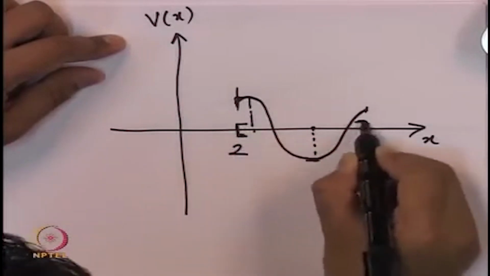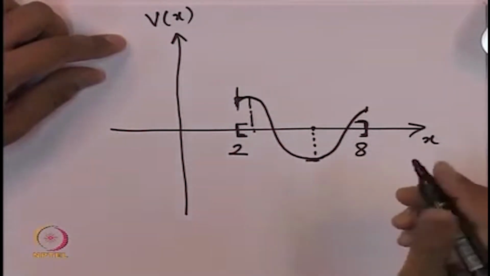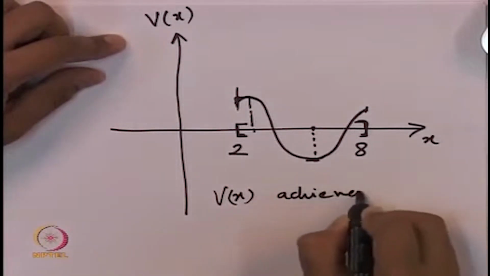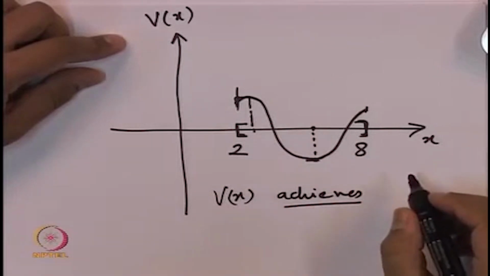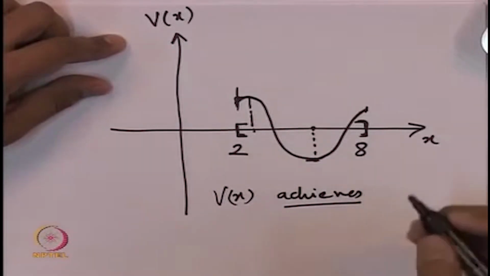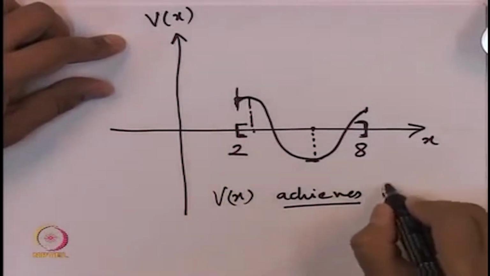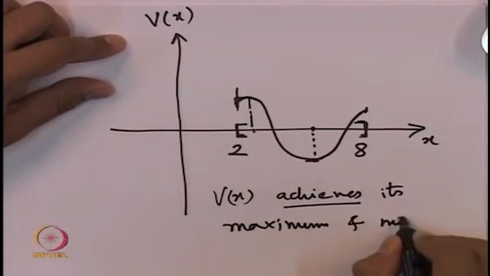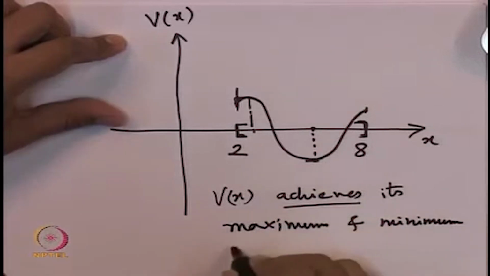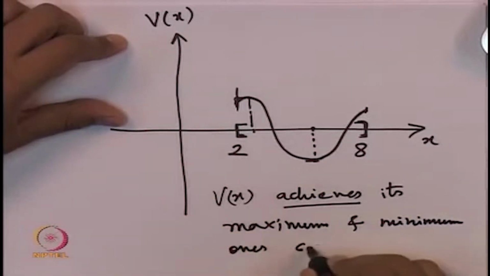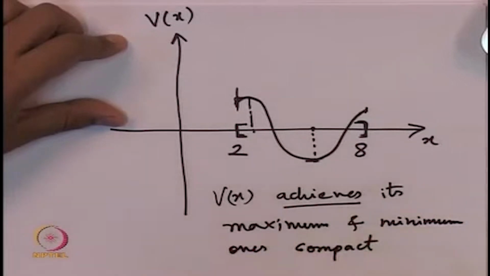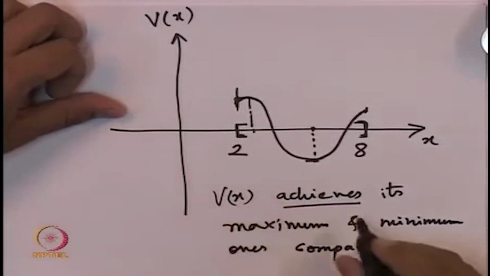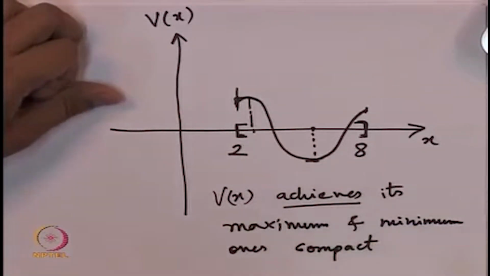Why? Because this interval 2 to 8 is both a closed and bounded set. So v of x achieves, the meaning of achieve means there is indeed a point x where the value of v of x is equal to the maximum value over that set. It achieves its maximum and minimum over a compact set. Compact we saw already was nothing but a closed and bounded set. Of course, we have assumed that v is continuous. Only continuous functions are guaranteed to achieve their maximum and minimum over compact sets.